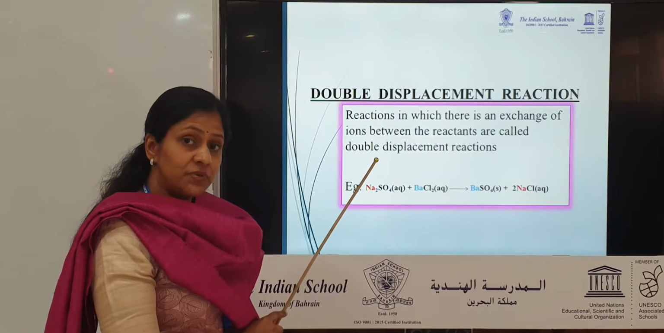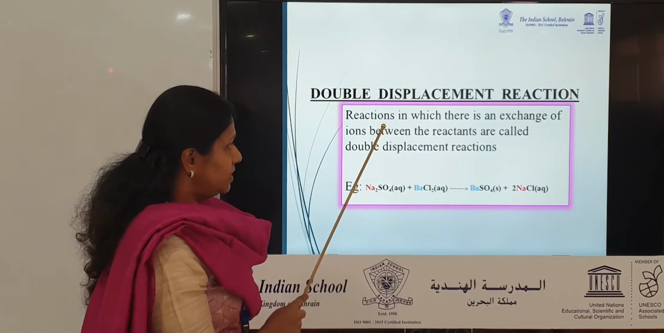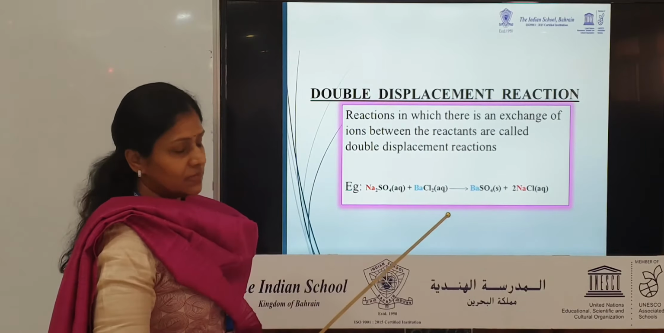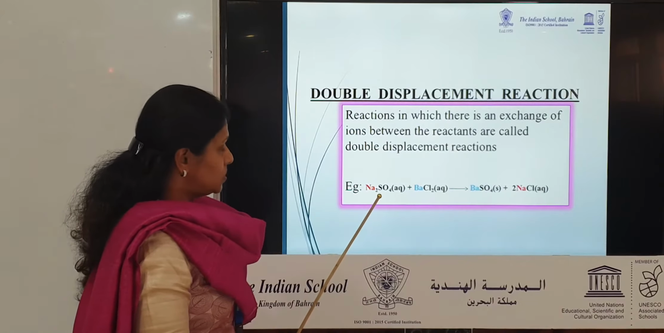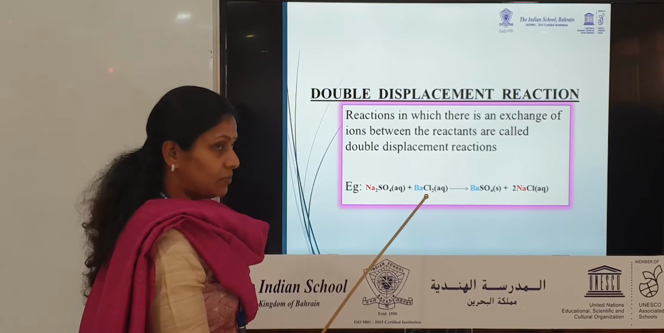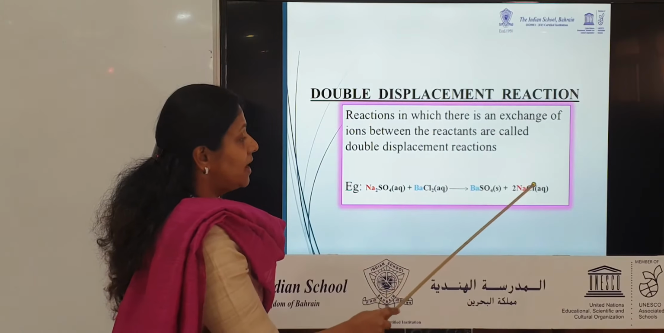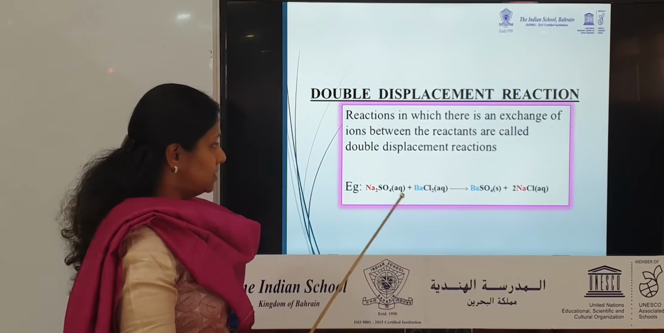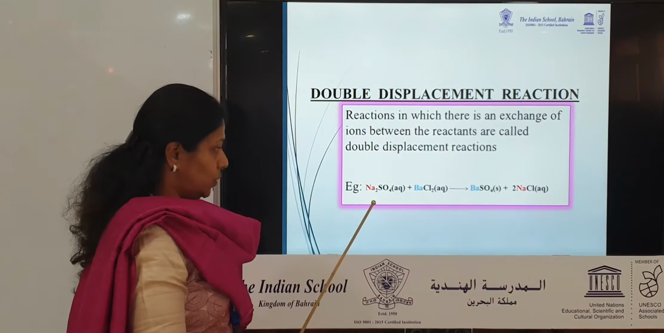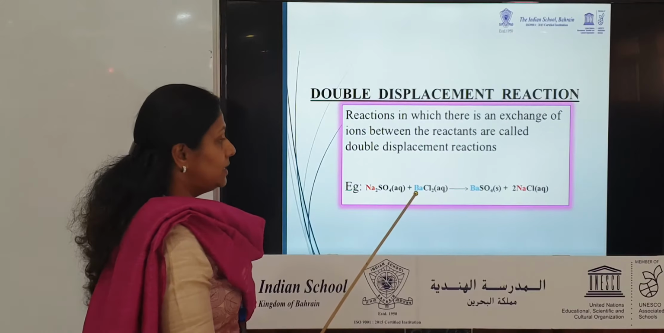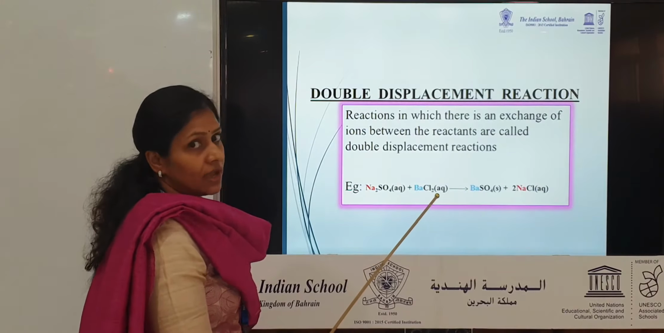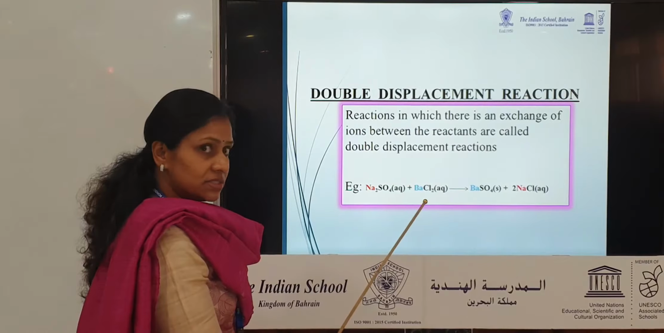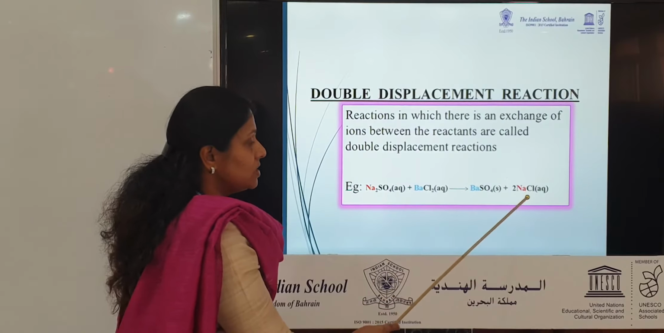What is a double displacement reaction? It's a reaction in which there is an exchange of ions between the reactants. See the example here. Sodium sulfate, when it reacts with barium chloride, you are getting barium sulfate and sodium chloride. Now let us see the cations and anions in this case. In sodium sulfate, what is the cation? Sodium. And sulfate is the anion. In this case, barium is the cation, chloride is the anion. So you can see there is an exchange of ions that has taken place between the reactants, and you are getting barium sulfate and sodium chloride.